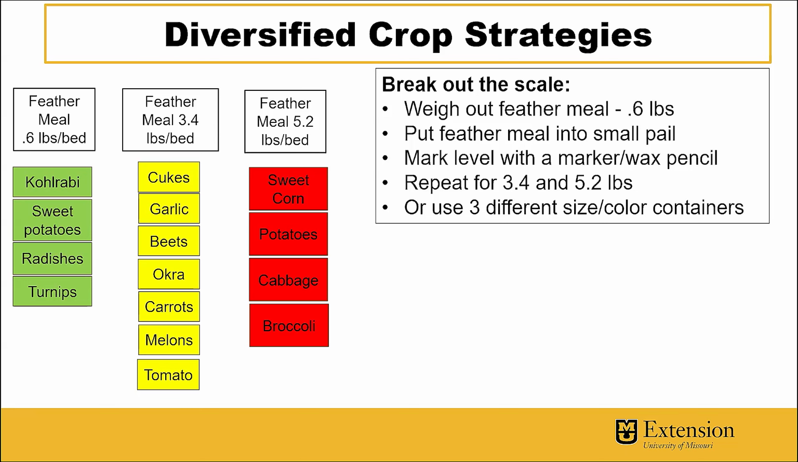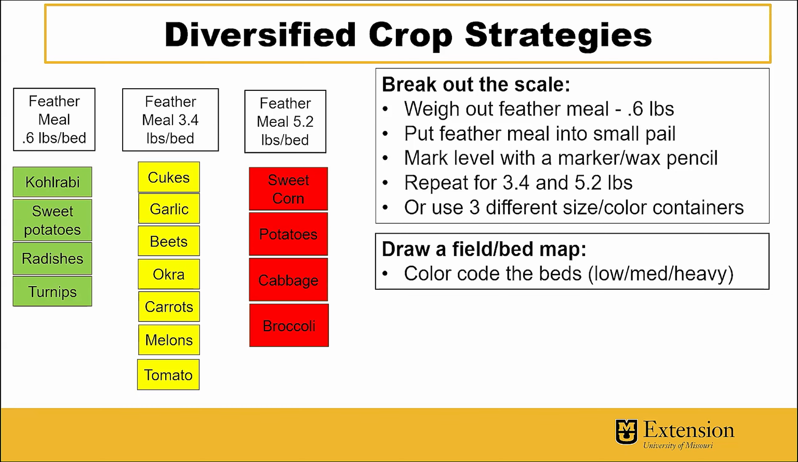You can also use 3 different size and color containers for these different feeding categories. Either way, you end up with a volume that you can dump some fertilizer into and know how many pounds you're getting into that container. And that can make it very quick and easy. Instead of weighing out fertilizer for every bed, you can just have a volume that you can eyeball and throw into the bucket.